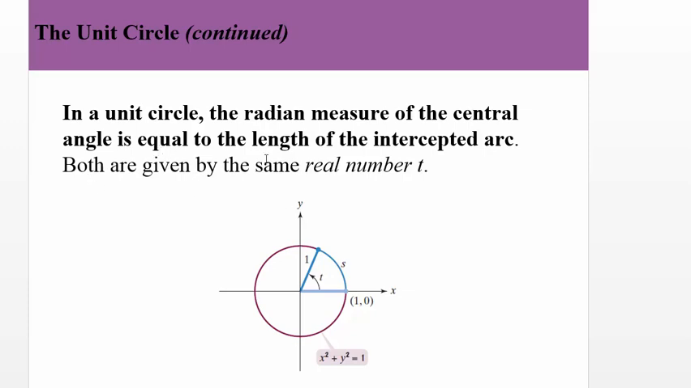And here is another thing we need to continue on. It says, in a unit circle, the radian measure of the central angle, now remember that has been S in our prior episodes, is equal to the length of the intercepted arc. Both are given by the same real number, T.